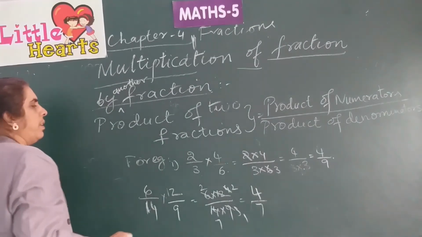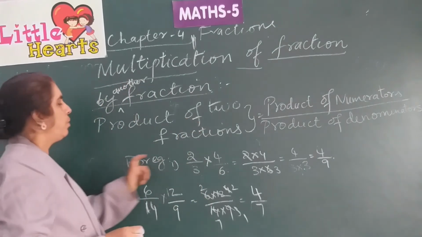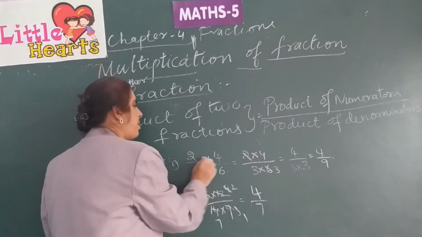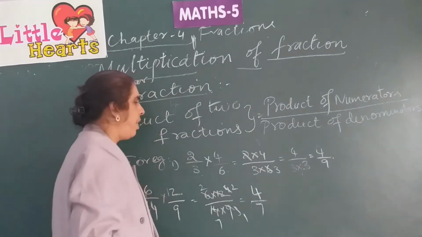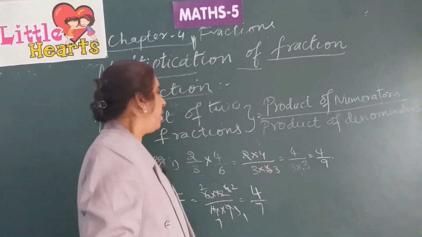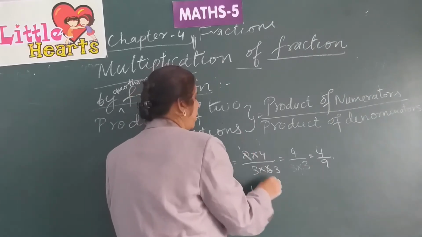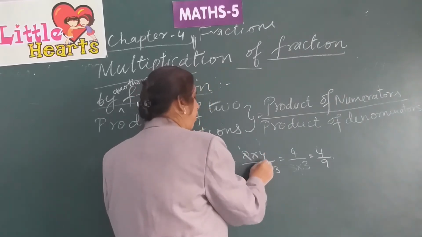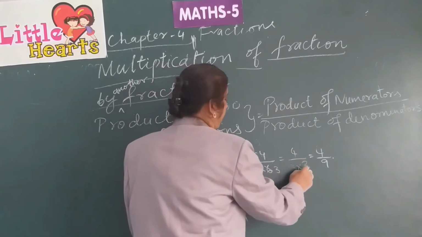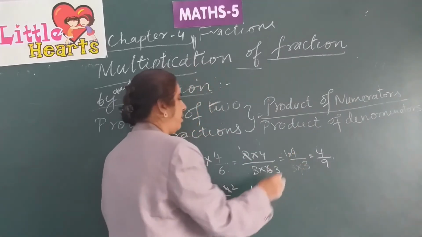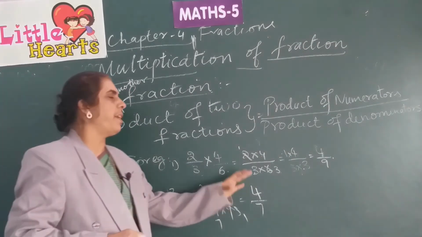Now, for example, take two fractions 2/3 and 4/6. Let us multiply them. 2/3 into 4/6. So multiply numerators, 2 into 4, by 3 into 6. Now we can directly multiply or we can cancel. 2 ones are 2, 2 threes are 6, and these cannot be cancelled. So 1 into 4 is 4, 3 into 3 is 9. 1 into 4 by 3 into 3, that is 4 by 9. It is a proper fraction, so it is the final answer.